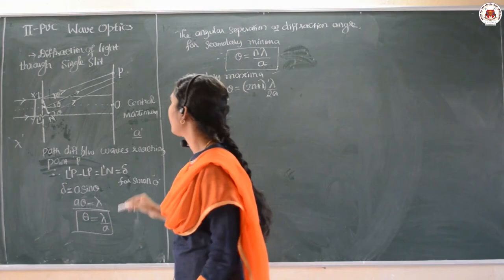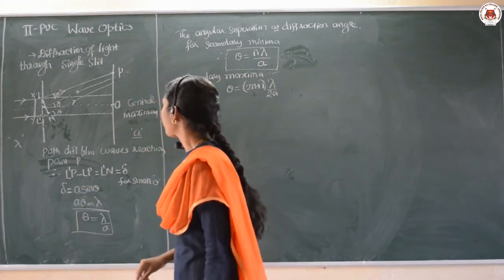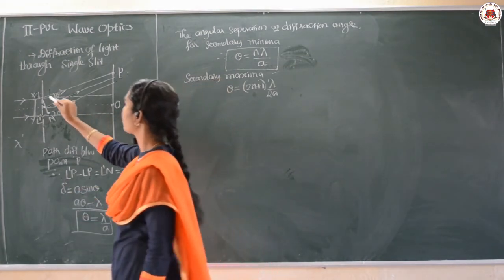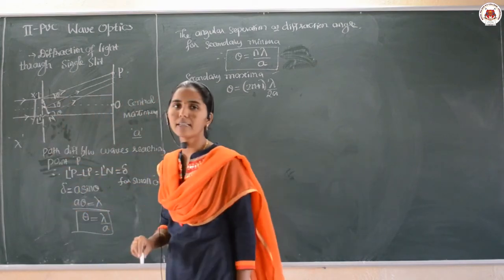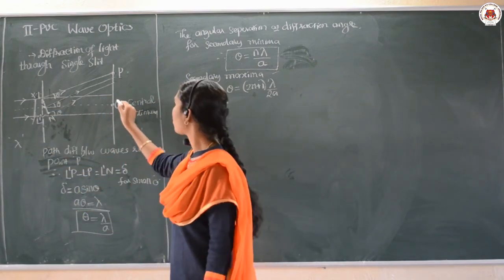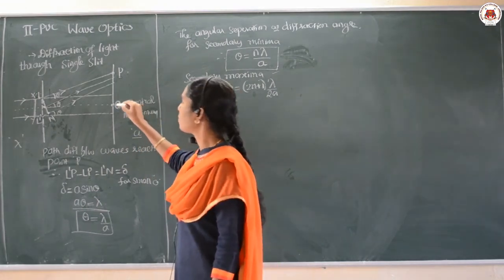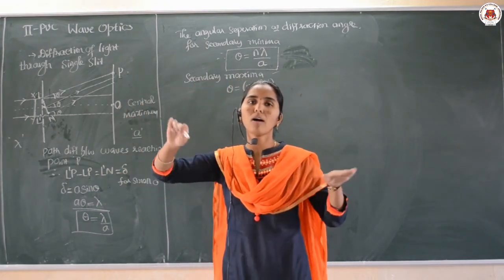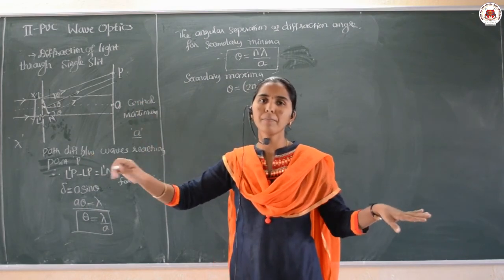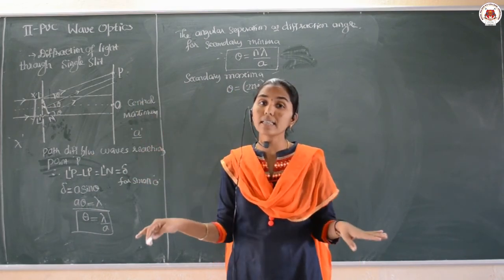What it means is, look at this point: in diffraction, the waves which are coming from the slit will superimpose with zero phase difference here. So the point O is the central maximum, but as you move away from the central maximum, the intensity of the light waves goes on decreasing.